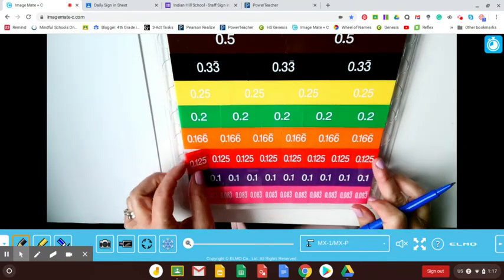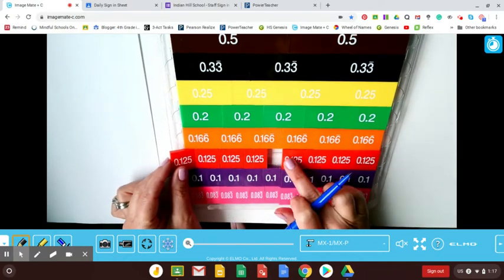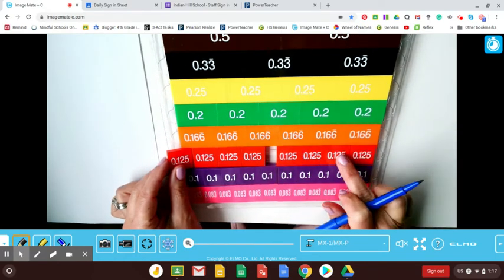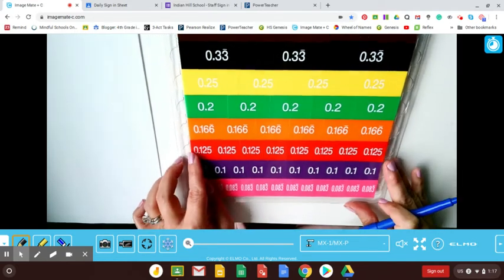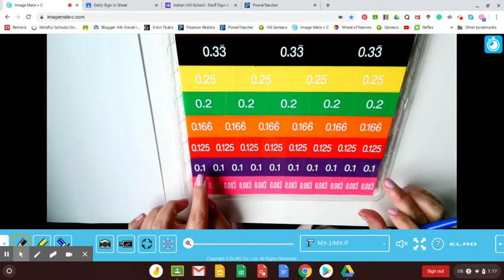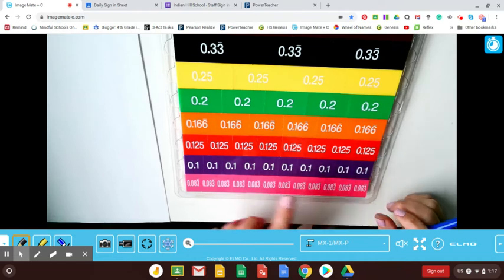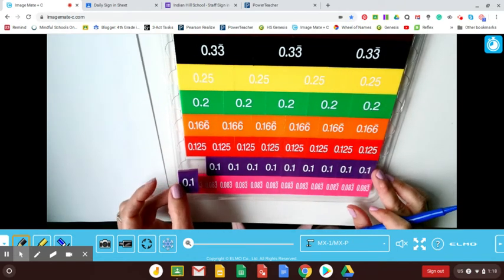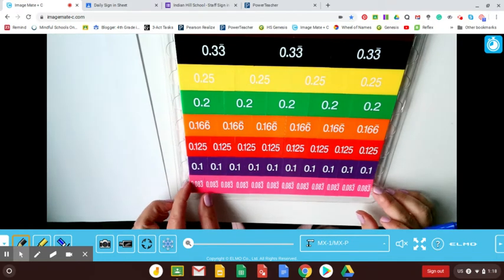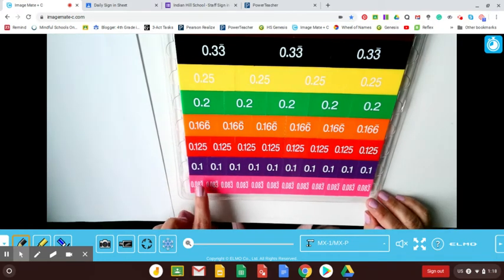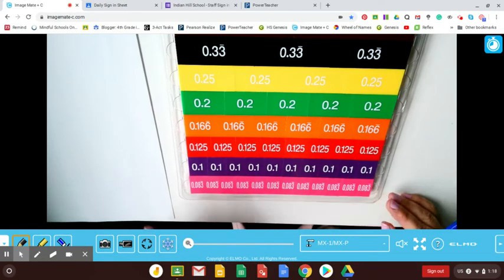And then we have over here, let's count these. We have 1, 2, 3, 4, 5, 6, 7, 8. So these are our eighths in fractions. And then we have down here 1, 2, 3, 4, 5, 6, 7, 8, 9, 10. These would be our pieces that would be equivalent to tenths, right? And then finally, our 12ths. Let's see, 1, 2, 3, 4, 5, 6, 7, 8, 9, 10, 11, and 12.